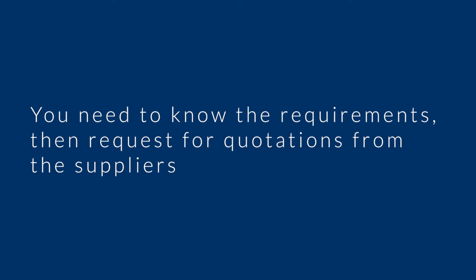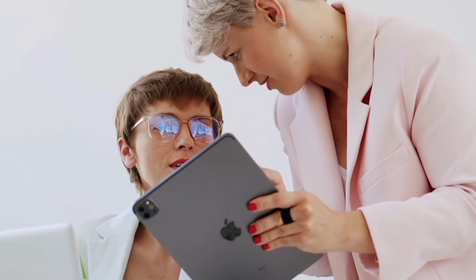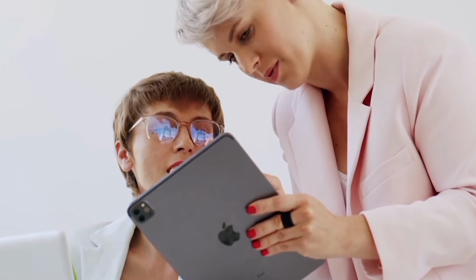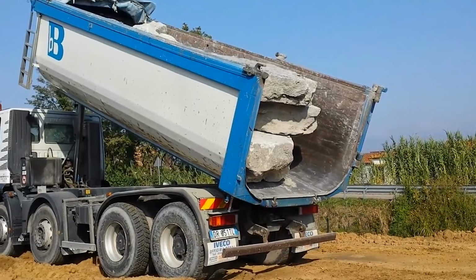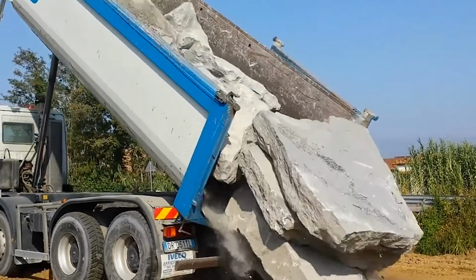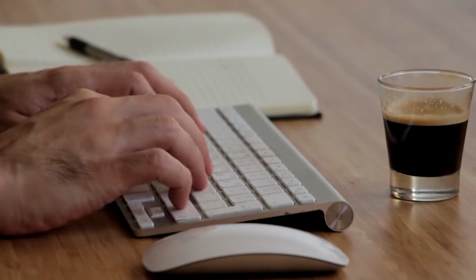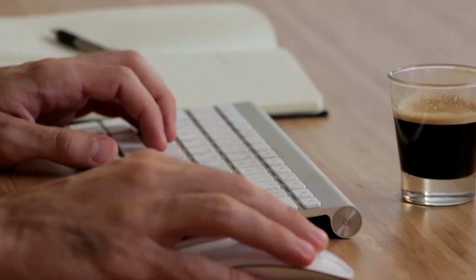You need to know the requirements, then request for quotation from the suppliers, which you will appraise and create a purchase order for a suitable supplier. Once the goods have been received, you will have to ensure that they are what you wanted, amongst other activities relating to receiving of goods, and then take care of the invoice.